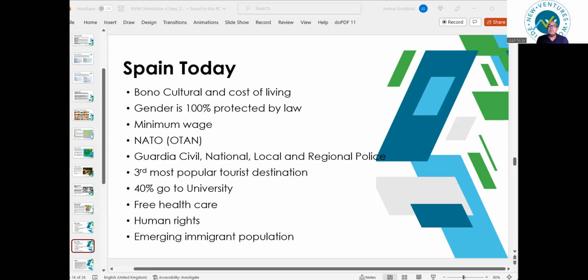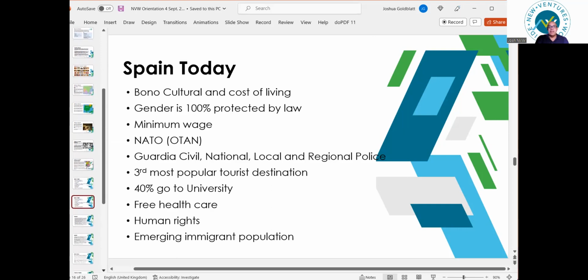Spain is the third most popular tourist destination. And the #1 destinations in Spain, of course, are Barcelona, Mallorca, the Canary Islands, Seville, Malaga, Granada, Andalusia. But it used to be only on the coast, Benidorm, Alicante, and these places. Now it's a lot more spread out. Okay. So it's the third most popular tourist destination after France and the United States.